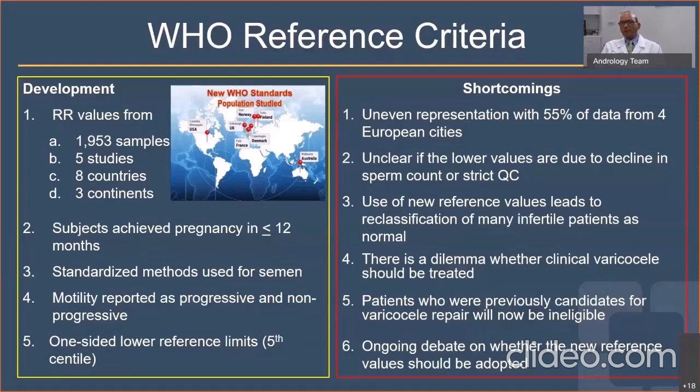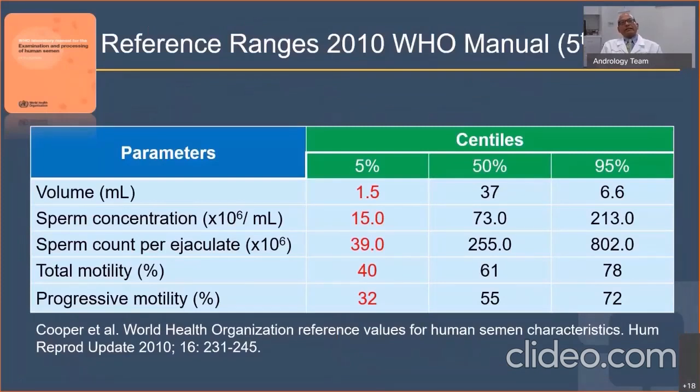Next slide, please. This slide shows the normal reference ranges described in the fifth centile criteria. As you can see here, the volume is 1.5 ml, the sperm concentration is 15 million, the sperm count per ejaculate is 39 million, the total motility is 40%, and the progressive motility is 32%. Any values higher than this will be considered as normal.